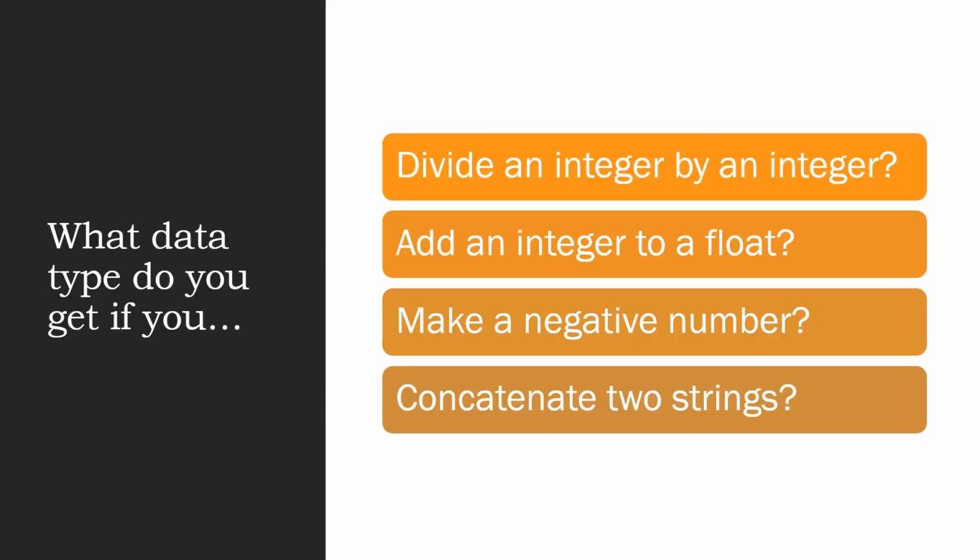So here's some challenges for you. This is the last slide in this lesson. Answer these questions. What data type do you get if you divide an integer by an integer? What is the data type of the result? What is the data type if you add an integer to a float? What is the data type of a negative number? Explore a few examples. And what is the data type if you concatenate two strings? So your challenge is to find the answer to at least those 4 questions.